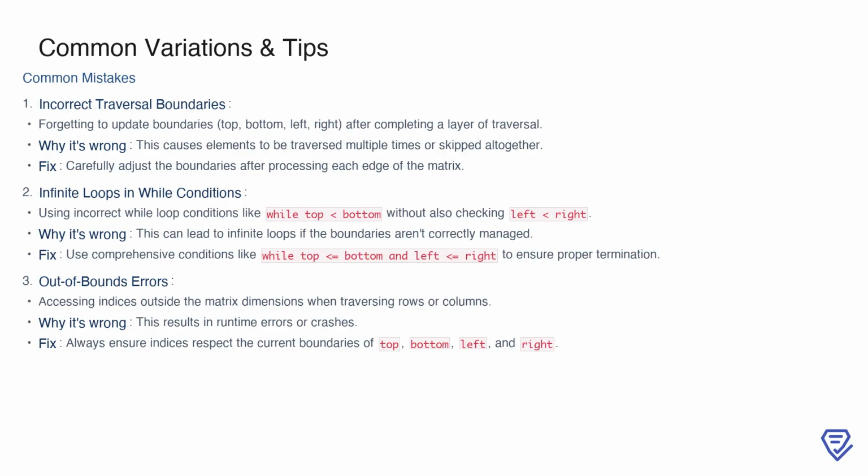To fix this, it's critical to adjust these boundaries systematically after processing each edge of the matrix. Another pitfall is infinite loops caused by improper while loop conditions. If, for example, you use while top bottom but don't also check left right, the loop may never terminate. A safer and more comprehensive condition is while top equals bottom and left equals right, which ensures the loop handles all edges appropriately and exits at the right time.